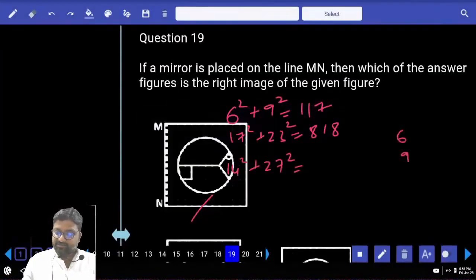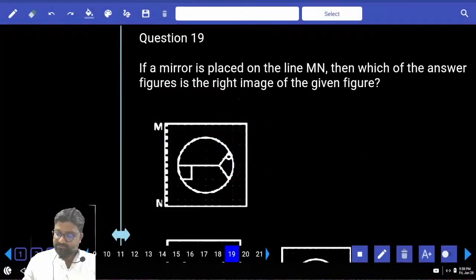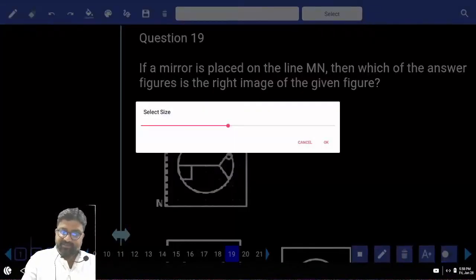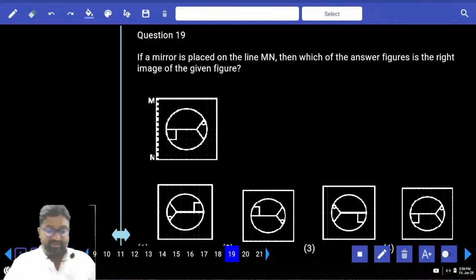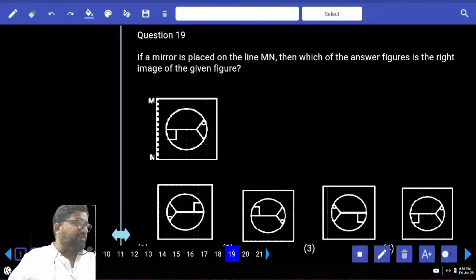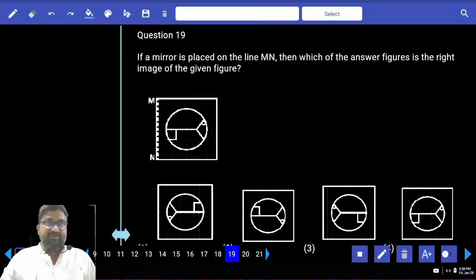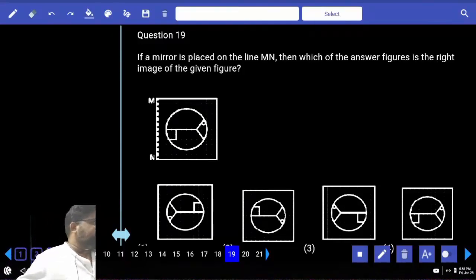Now this is on what? This is mirror image. Where is the mirror placed? A mirror is placed on line MN. The mirror is placed on line MN. Whenever you are talking about mirror image, I'll tell you one thing, listen. Top remains top, bottom remains bottom. Only right and left will change.